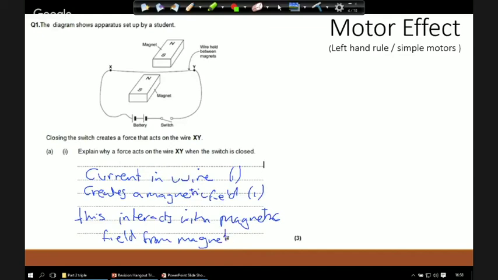In other words, I've just made a magnetic field around a wire and I've brought it close to a magnet. So of course the two magnetic fields are going to repel each other and they're going to interact. So do just make sure you include where it's interacting with the magnetic field from the magnet, from the permanent magnet. So there are your 3 marks.